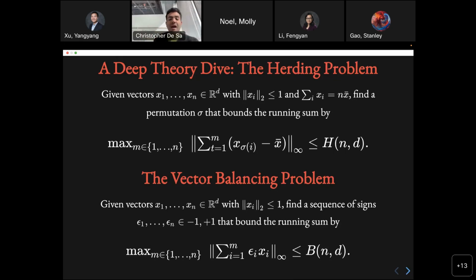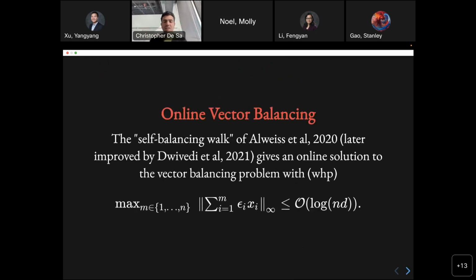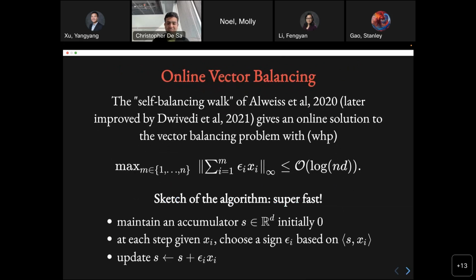So we're allowed to either add them or subtract them, or multiply them by +1 or -1 before adding them to the accumulator. And the vector balancing problem has a really nice, fast online solution that yields an L infinity norm of log of nd, which is pretty nice.